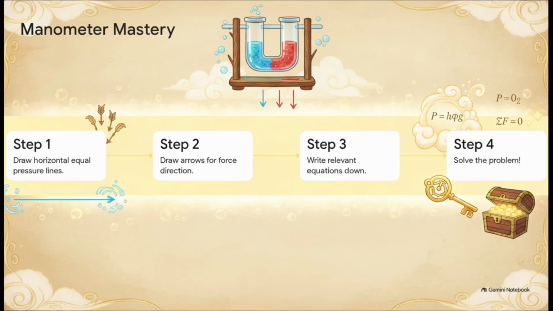Step 1. Draw horizontal equal pressure lines across the U-tube. Remember, pressure is only the exact same horizontally when you're in the same continuous fluid. Step 2. Draw arrows showing the direction of the force caused by the weight of the fluids pressing down on those lines. Step 3. Write out your relevant equations, keeping in mind our trusty P equals h rho g formula from earlier.